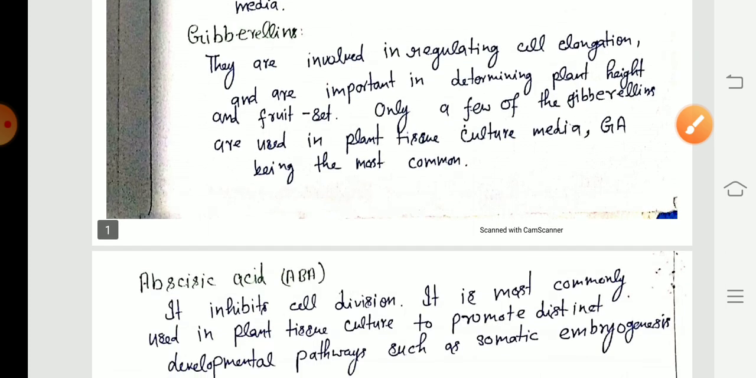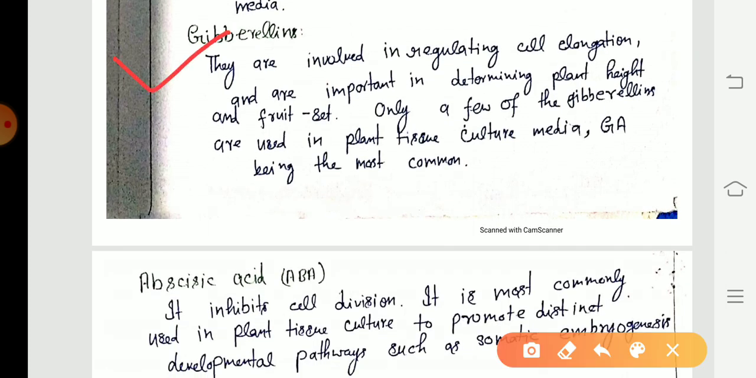Next comes gibberellin. What is gibberellin? Gibberellin regulates cell elongation, and this hormone is responsible for stem elongation in the plant. This hormone promotes stem elongation between the nodes of the stem. This is denoted as GA.